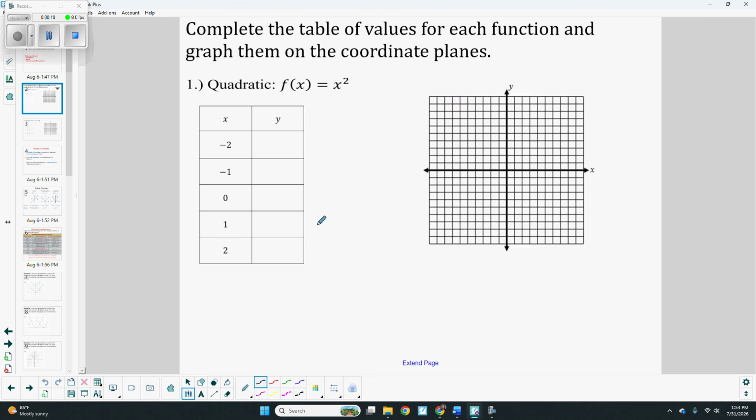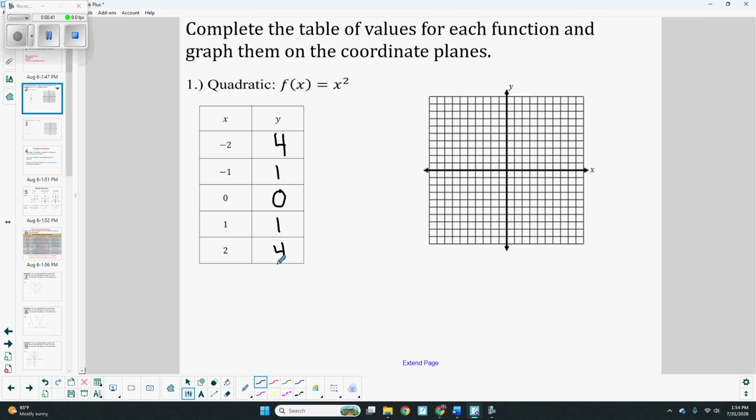So we're going to make a table of values, and the most typical numbers that we choose are -2, -1, 0, 1, and 2. So if I were to plug -2 in, -2 times -2, or -2 squared, is a +4. -1 squared, -1 times -1, is 1. 0 times 0 is 0. 1 times 1 is 1. 2 times 2 is 4.